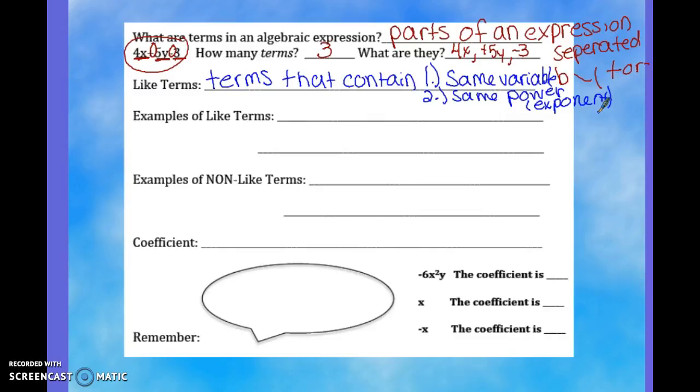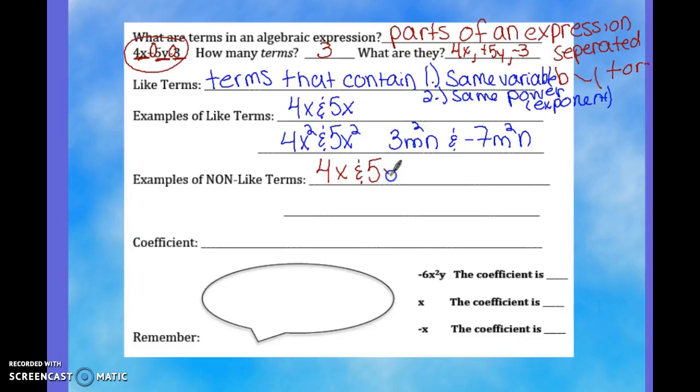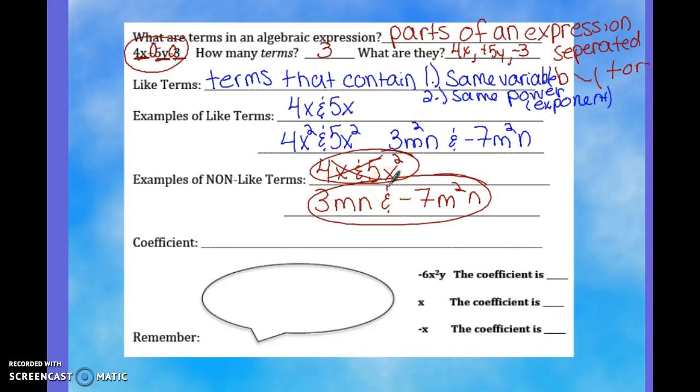So some examples of like terms would be maybe 4x and 5x. But 4x squared and 5x squared also are. You could also have 3n squared n and negative 7n squared n because they have the same variables and the same exponents. Examples of non-like terms: 4x and 5x squared. They're not like terms. 3nn and negative 7n squared n, they're also not because their exponents aren't the same.